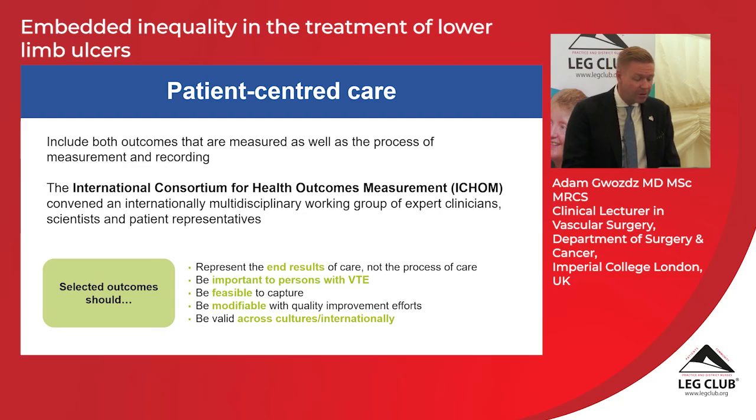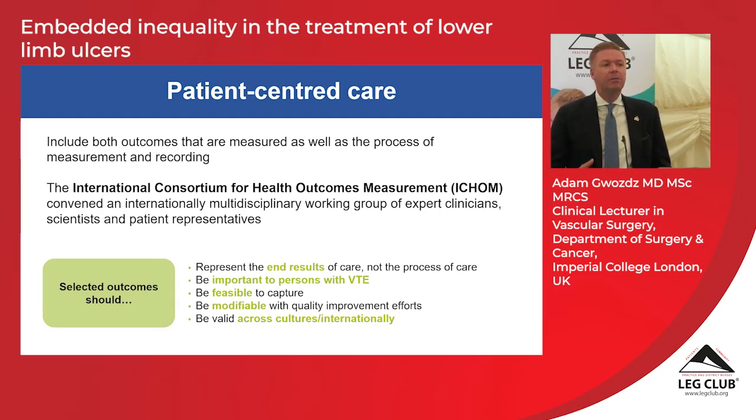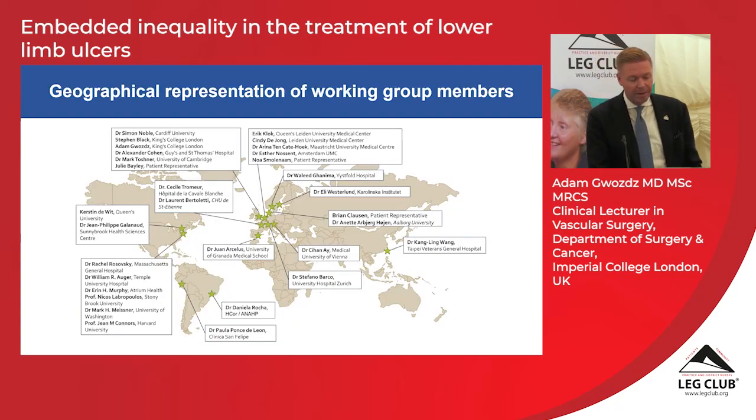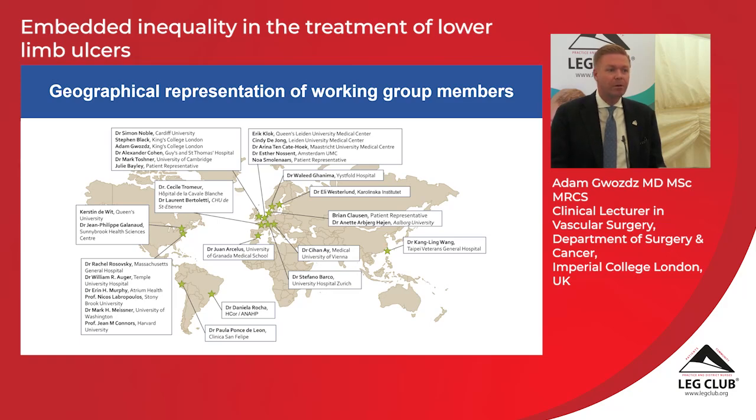And they need to be valid across cultures internationally. We can't do this in a silo, make these decisions with only a few patients. It needs to be an international project. Every continent needs to be involved. Patients from every continent need to be involved, and we need to get that information. So this would be a geographical representation of the working group that was involved in VTE. It was 15 countries, 35 clinicians, and the same number of patients that were represented in each one of the areas.